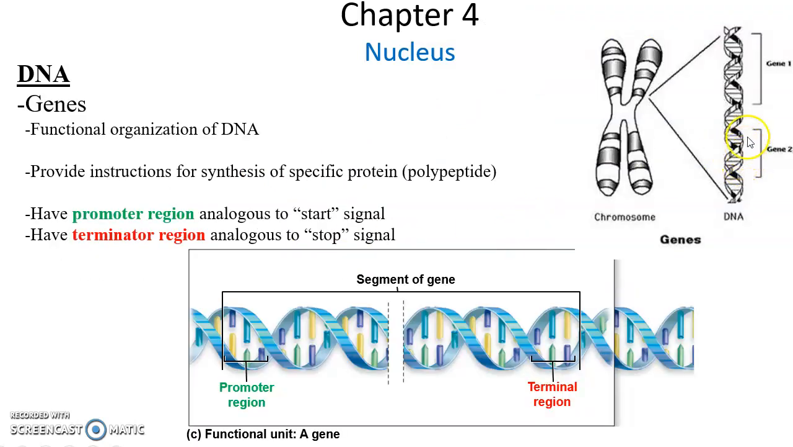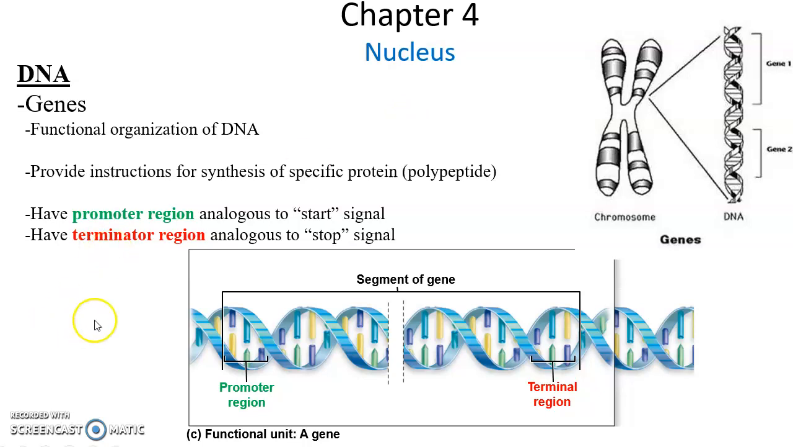So genes, there are about 30,000 genes or so in the human genome. And the genes code for specific proteins. So each gene leads to a specific polypeptide. And so they are the books that have the recipes for the proteins that make us and let our cells function.